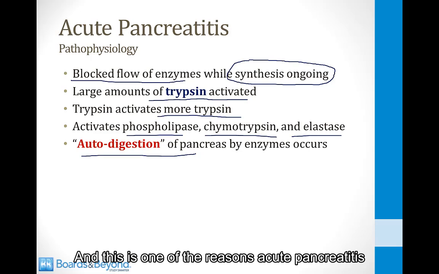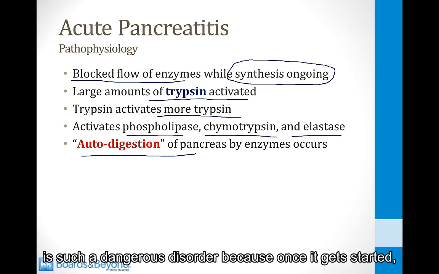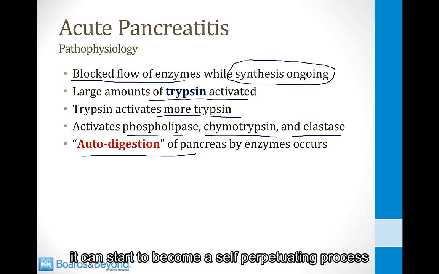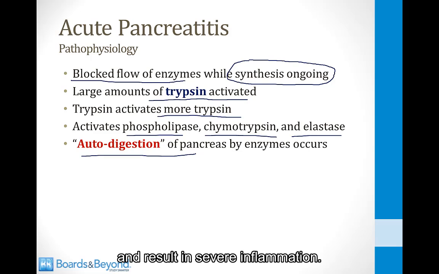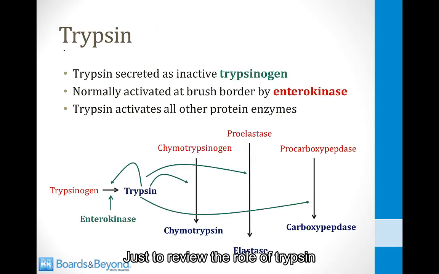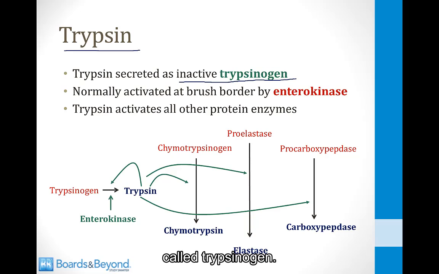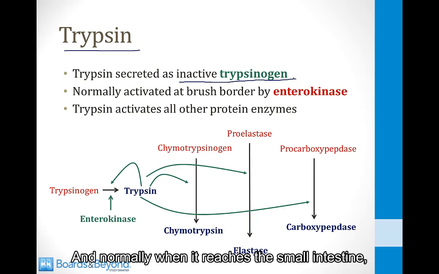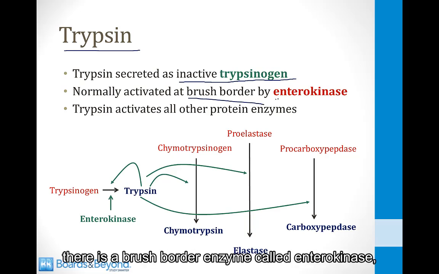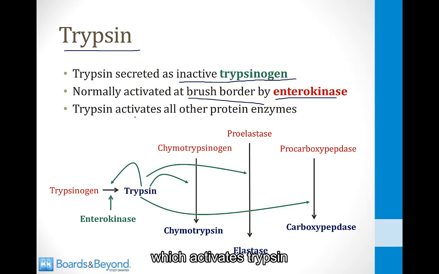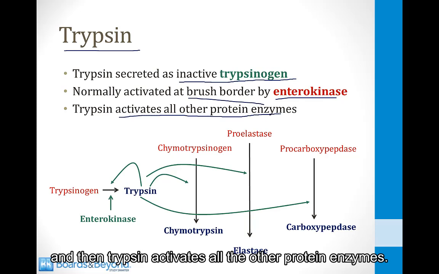And this is one of the reasons acute pancreatitis is such a dangerous disorder, because once it gets started, it can start to become a self-perpetuating process and result in severe inflammation. Just to review the role of trypsin from our GI pharmacology module, trypsin is secreted as an inactive enzyme called trypsinogen, and normally when it reaches the small intestine, there is a brush border enzyme called enterokinase which activates trypsin, and then trypsin activates all the other protein enzymes.